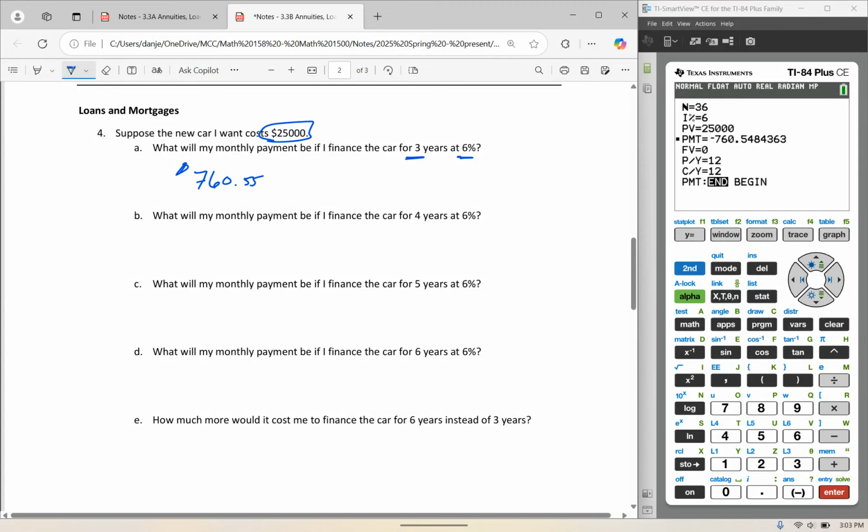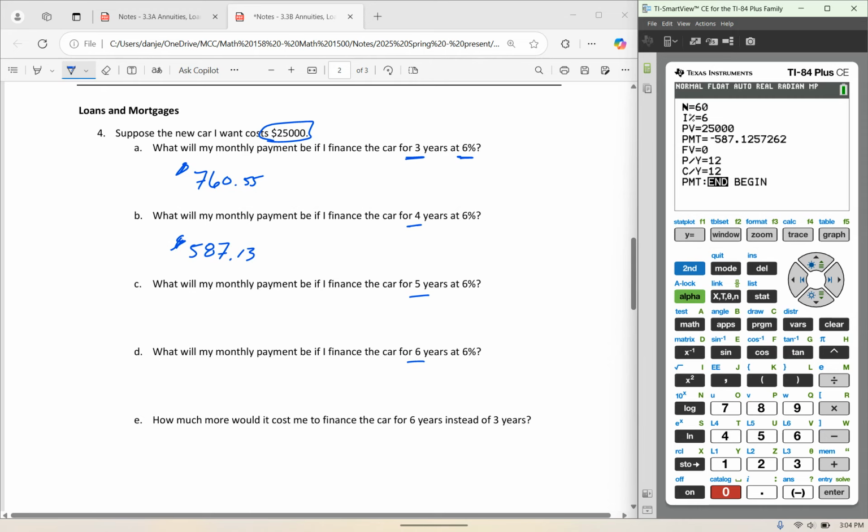Unfortunately, I can't afford that. So I know I'm going to pay less interest if I finance this for a shorter amount of time, but I can't afford that. So what if I go to 4 years? Well, if I go to 4 years, that's going to be 48 months. My payment now, alpha solve, my payment would drop to $587.13.